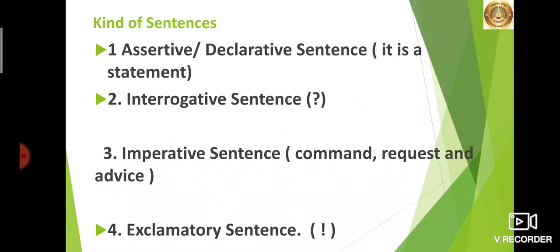Interrogative sentences are sentences which ask a question and expect an answer, and end with a question mark. Imperative sentences come in three types, that is command, request and advice. It also begins with a capital letter and ends with a full stop. Exclamatory sentences are those sentences which show sudden excitement or some feelings, and have an exclamation mark in them.